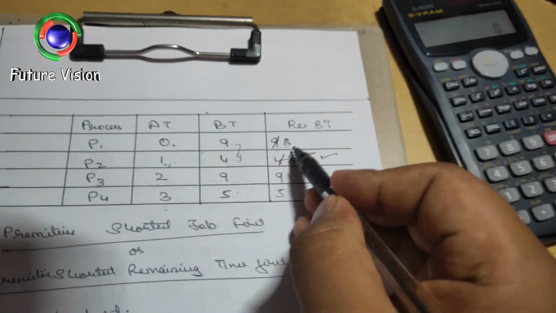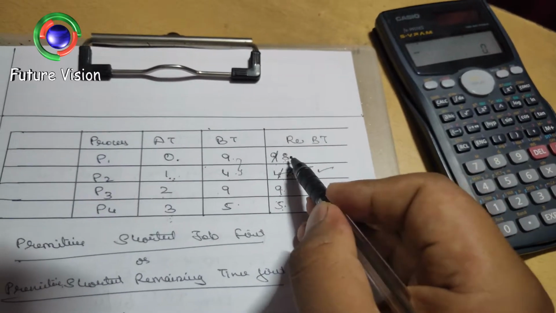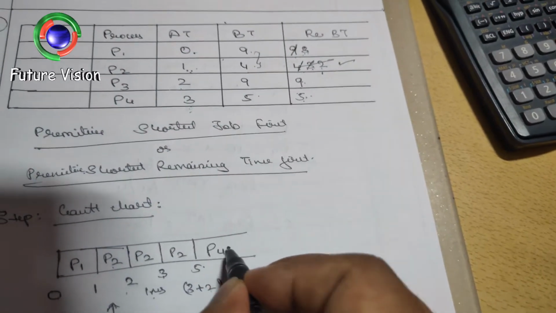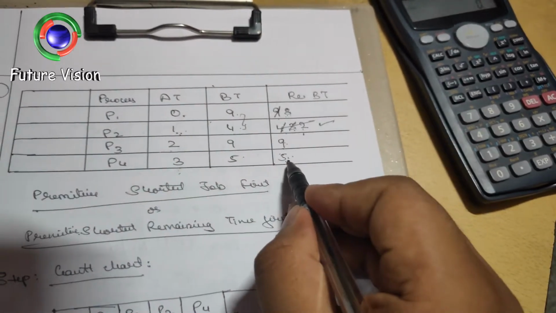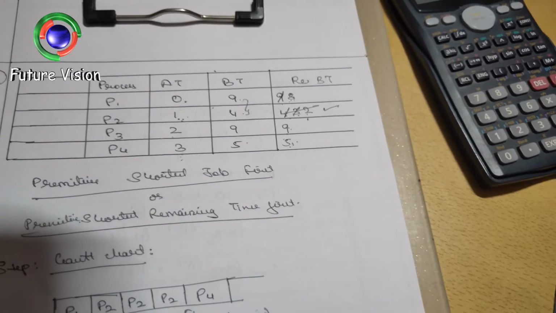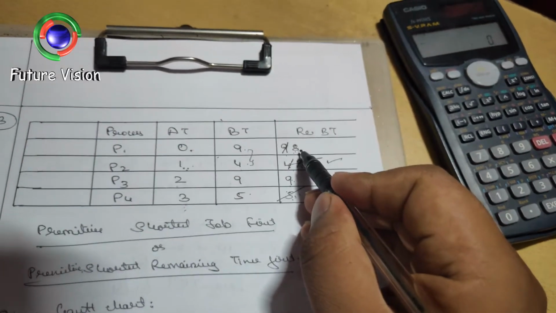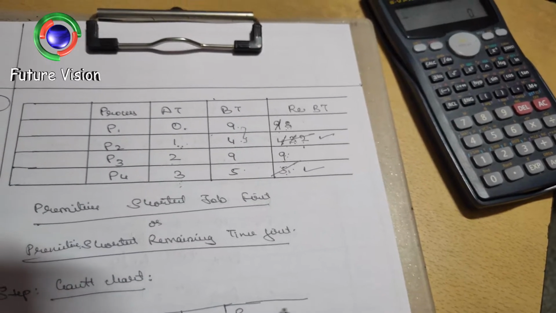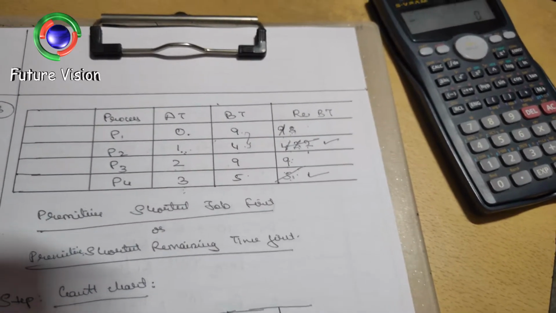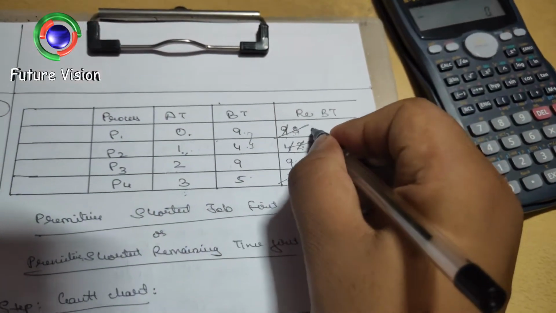Now remaining are 8, 9 and 5, that is P1, P3 and P4. The shortest is P4, so next P4 takes up. 5 plus P4's burst time of 5 is 10. That gets completed. Next, among P1 and P3 the shortest is P1. P1 takes up the time. Now 10 plus 8 is 18. That gets completed.